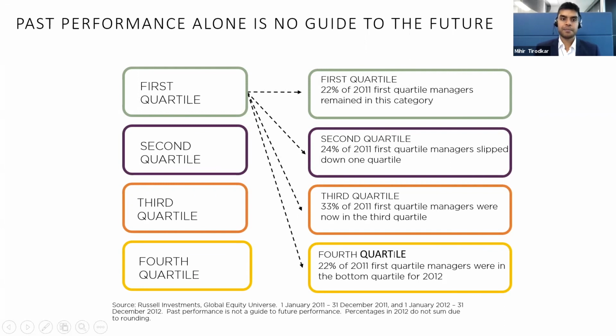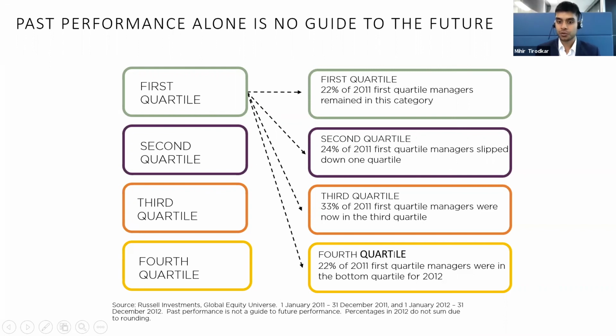Now, we often hear that past performance is no guide to the future. Here's a good example for why. Some research that Russell Investments did in 2012 looked at data on active managers. We found that of the first quartile, or the top 25% of active managers, only 22% remained in the first quartile going forward.